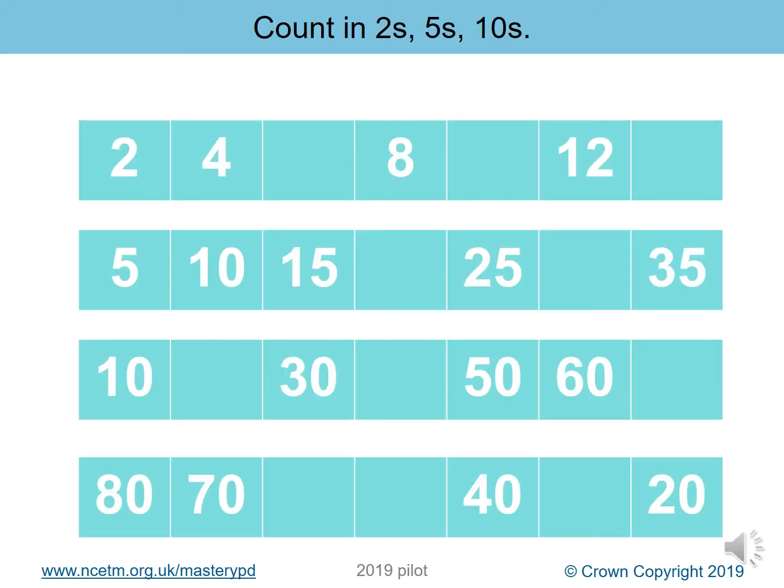Right. Okay, so what you're going to do now is we've got some number tracks here and I want you to fill in the missing numbers. So get your pencil and your paper, write the numbers down and you're going to put in the missing numbers, pause the video and then the answers will come on. They are all in 2s, 5s and 10s. Some may go forwards, some may go backwards. Pause the video.